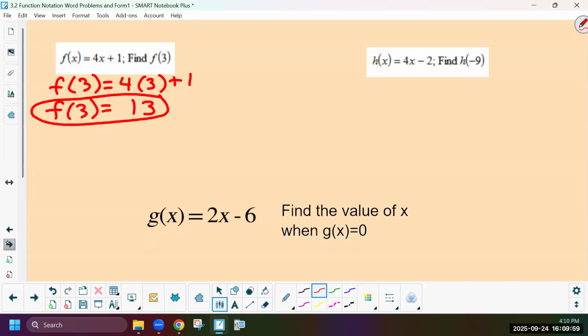All right, this is a different function, h of x. They just changed the letters in the front so that you see different functions. In this one, we're going to replace our x with -9. Again, h of -9 is just the name of the function. And then I can go ahead and multiply on the right. So 4 times -9 is -36. And -36 minus 2 gives me -38.